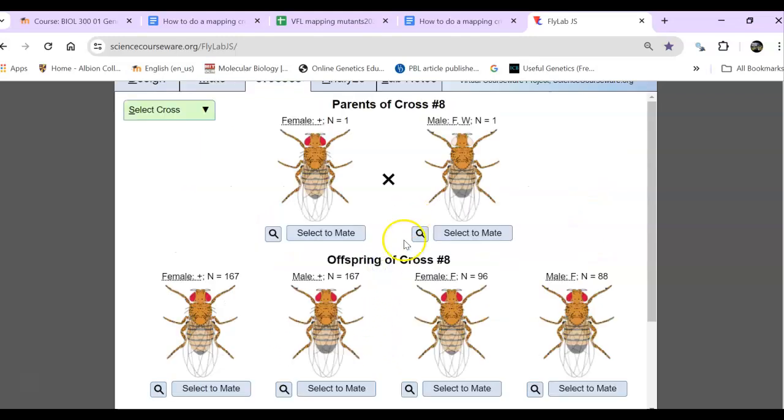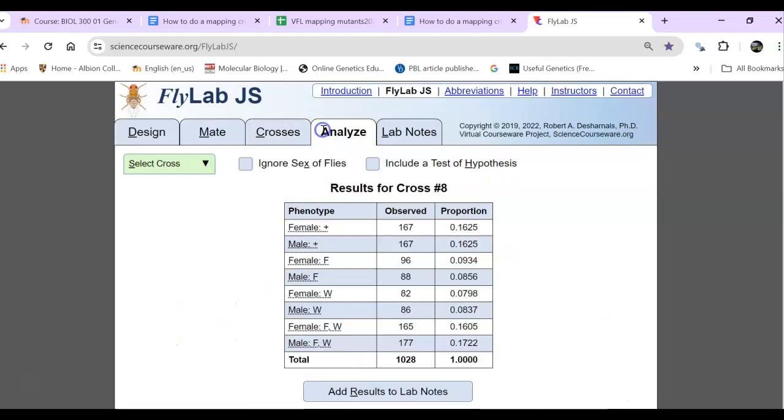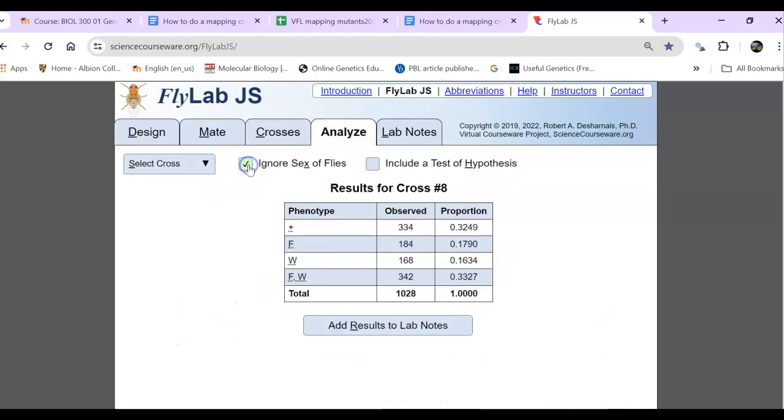But now, so we just did the same thing. We'll analyze it, ignore the sex. Yeah, we got 17 plus 16, which is like 33%. Now, these are never going to come out to be exactly the same because this is programmed so that it looks somewhat random and looks like real data. And so there you have it.